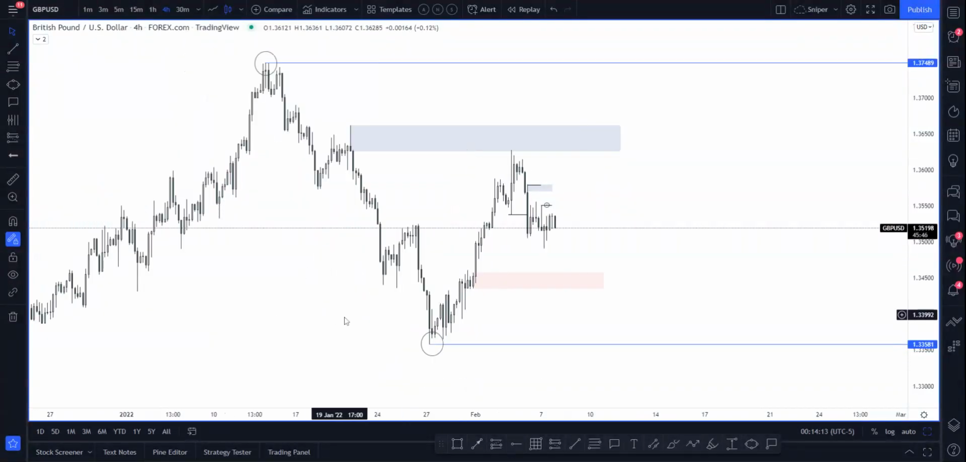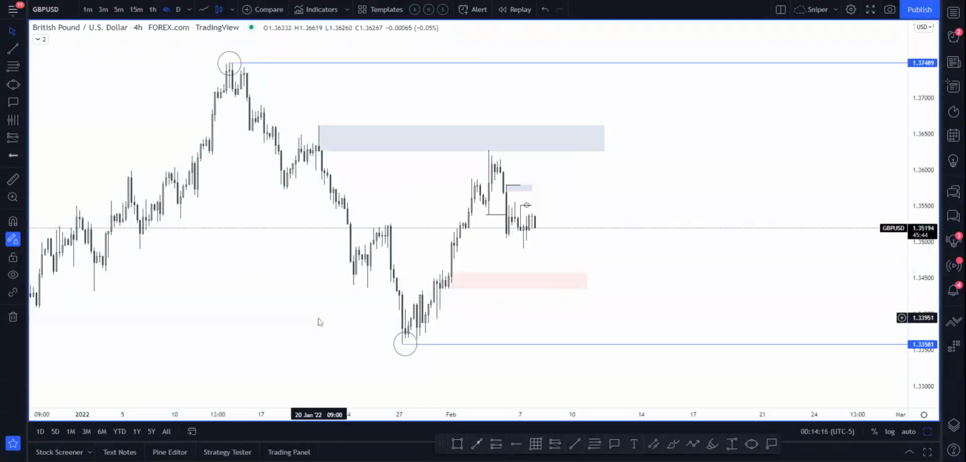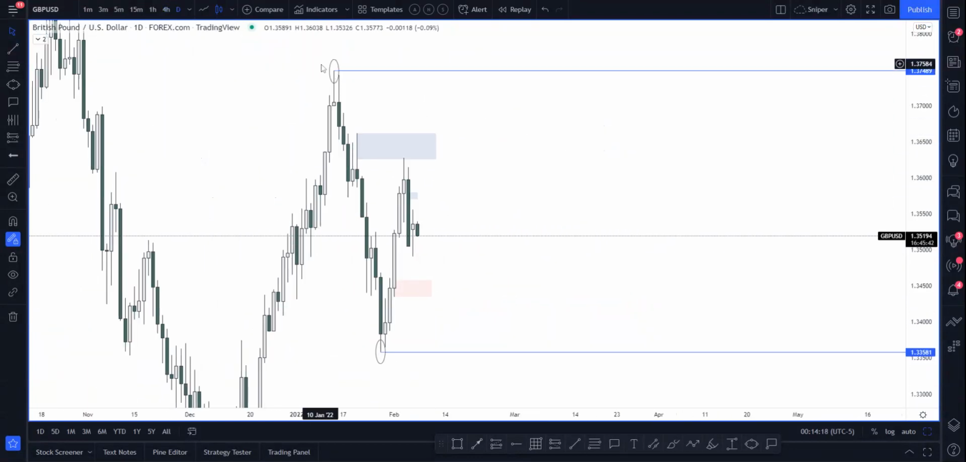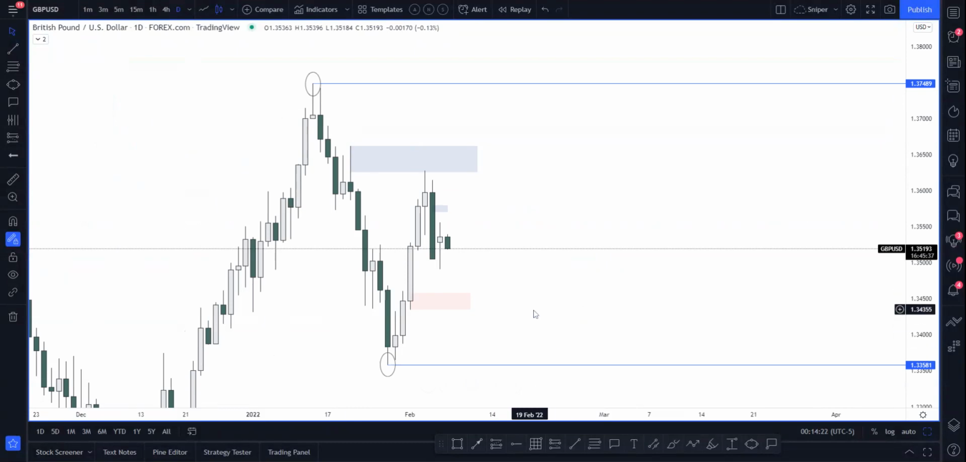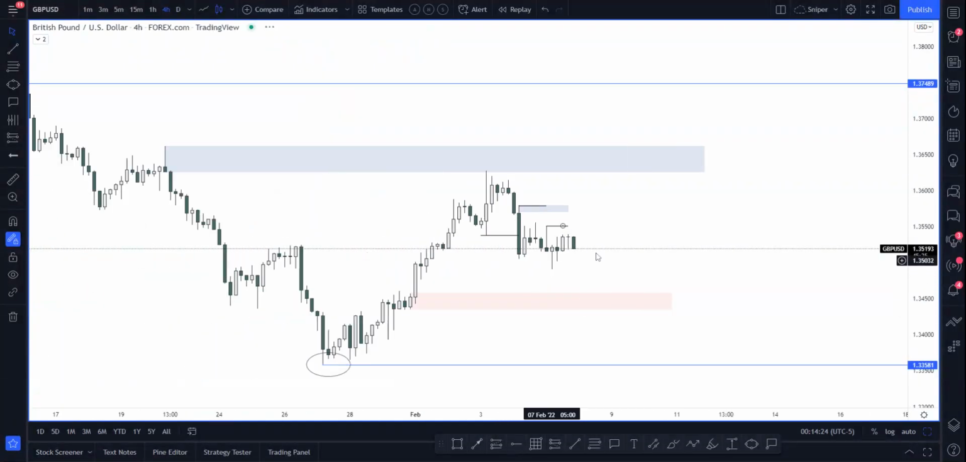Anyway, this is the most recent high and low. This is the range that we're trading within. You can also potentially see that on the daily. You can see this wick, this push towards the downside. We're still within that range. So we know the range that we're trading within.